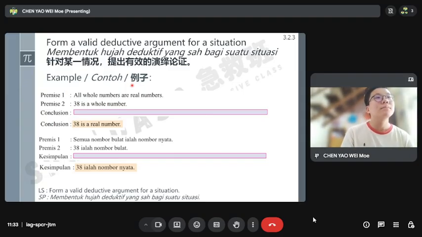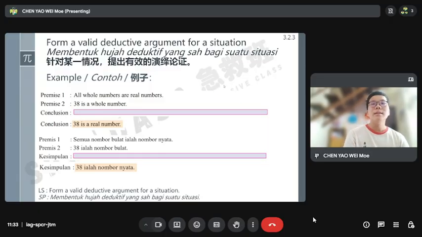So, for example, all whole numbers are real numbers. All A are B. This is form 1. Then C, this is a new thing. C is a whole number, C is A. So I need to give the answer: C is a real number, C is B. That is the form of a valid deductive argument for a situation.